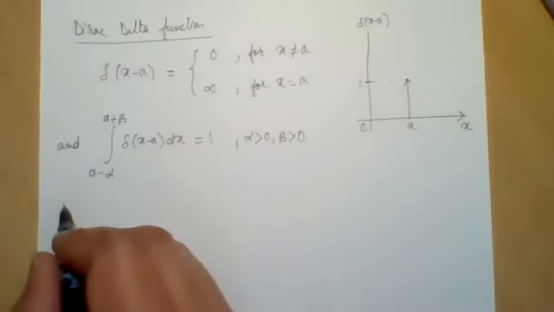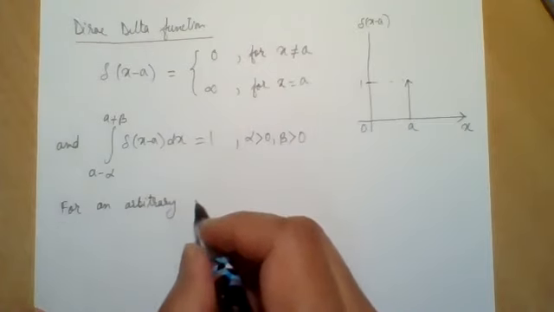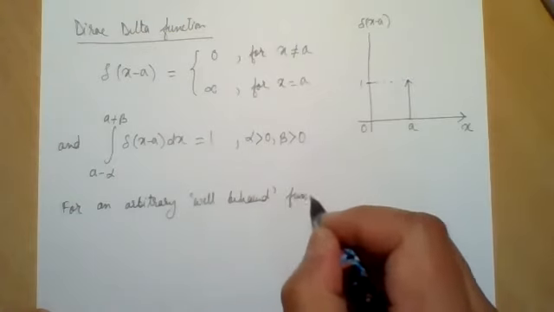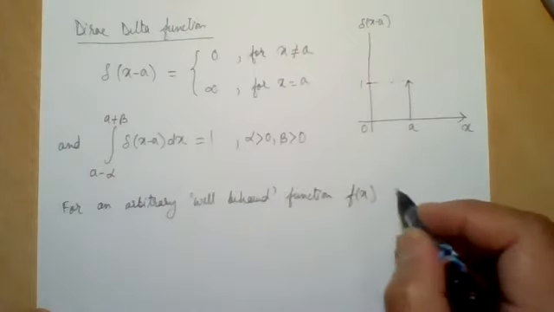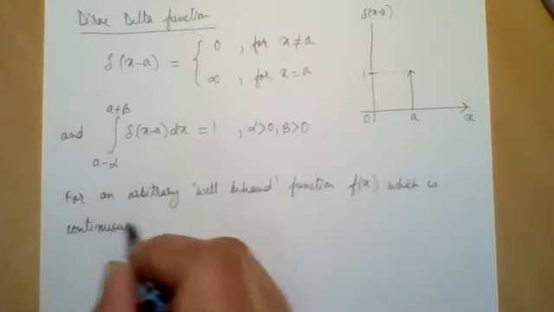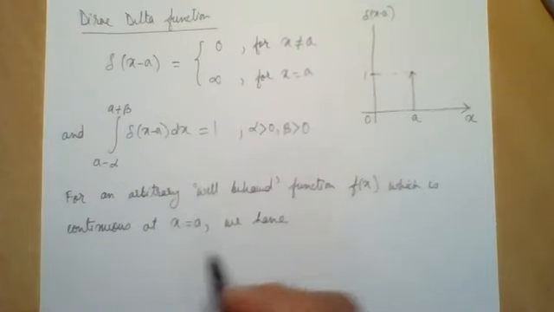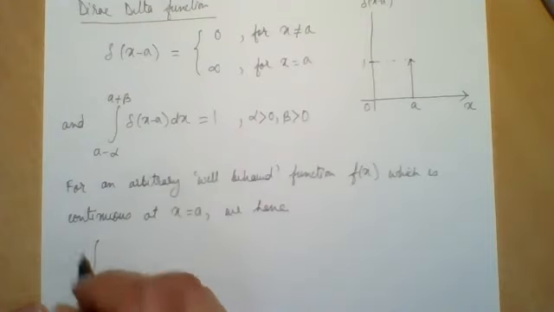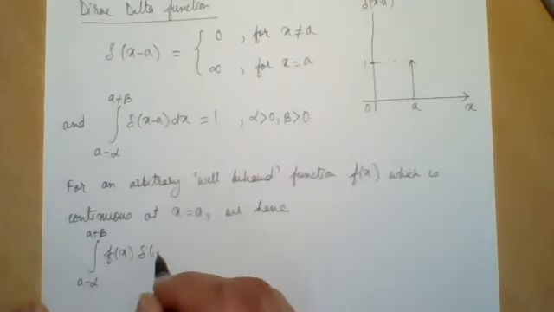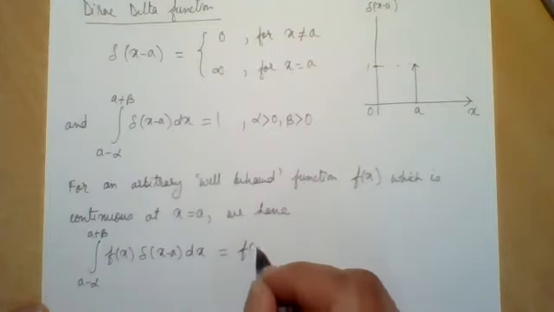So let me write one more property here. For an arbitrary well-behaved function f of x, which is continuous at x equal to a, we have the integration from a minus alpha to a plus beta, where alpha and beta are positive numbers, of f of x delta of x minus a dx, and this is equal to f of a.